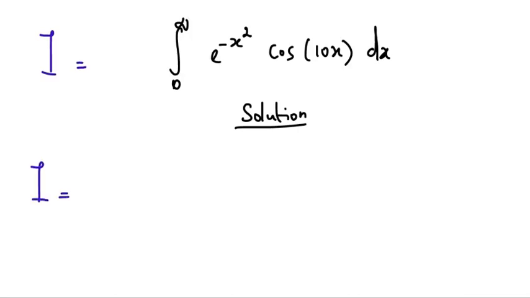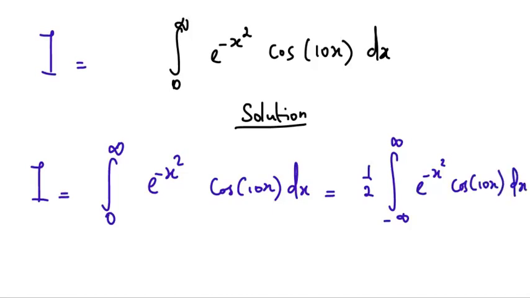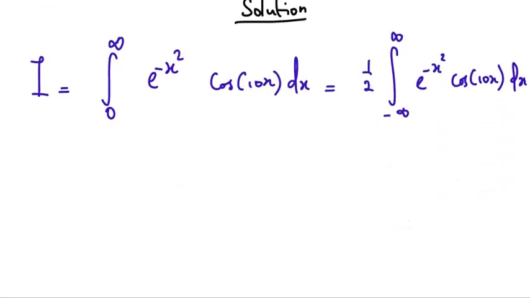So we get that I is the integral from 0 to infinity of e raised to the power of negative x squared, cosine of 10x, dx. This is equal to half, integrating from negative infinity to positive infinity, e raised to the power of negative x squared multiplied by the cosine of 10x dx. That's cool, right?